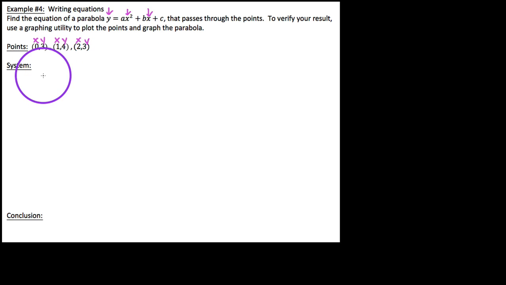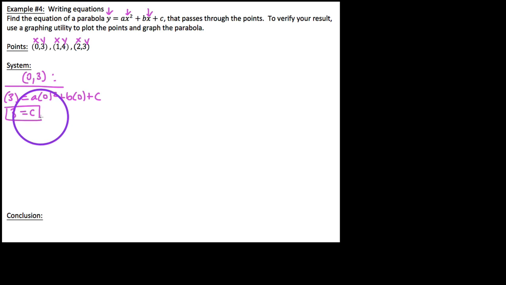With respect to our system, starting with our first point, 0, 3, I'm going to separate these distinctly here. We're saying that our y value in our equation y equals ax squared plus bx plus c would be 3 if our x value equals 0. So we have a times 0 squared plus b times 0 plus c. What we find out pretty quickly is that this first equation comes out to be c equals 3. So I'm going to list that over here: c equals 3 is our first equation in our system.